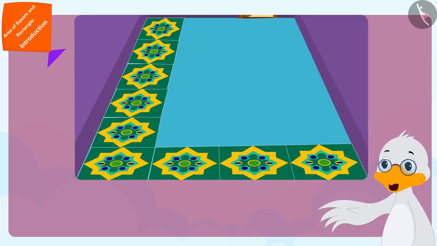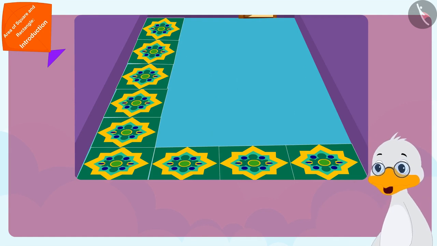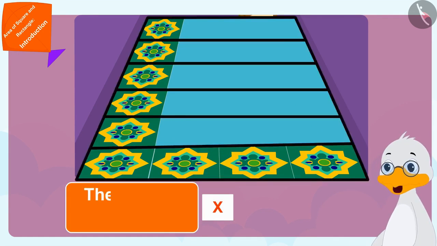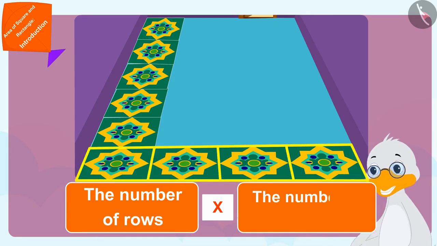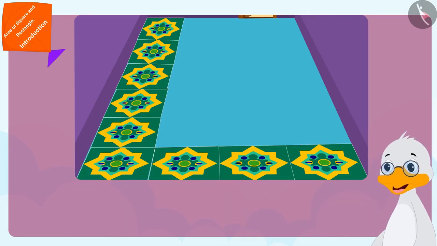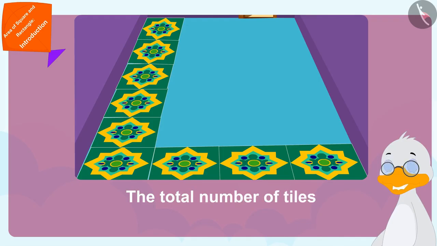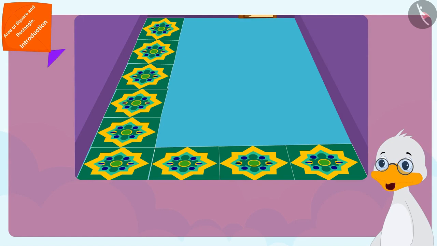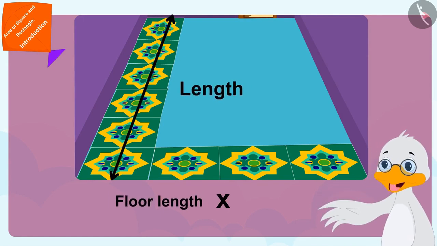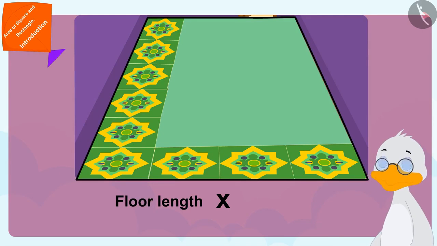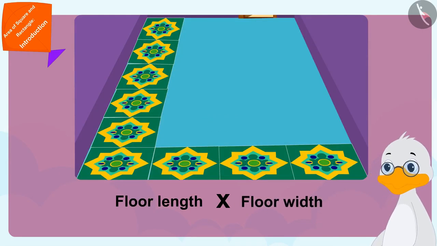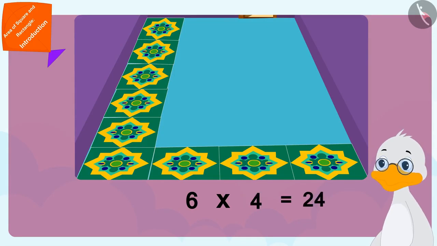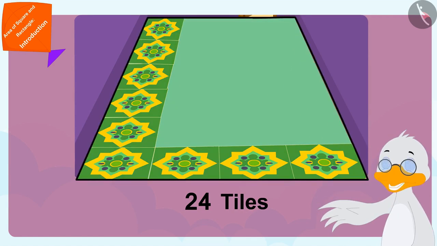Now, it's become very easy. All I need to do is multiply the number of rows by the number of tiles in each row, and I will know the total number of tiles needed to cover the floor. In other words, I have to multiply the length of this rectangle-shaped floor with its width. 6 times 4 is 24. 24 tiles will be required to cover the rectangle-shaped floor.